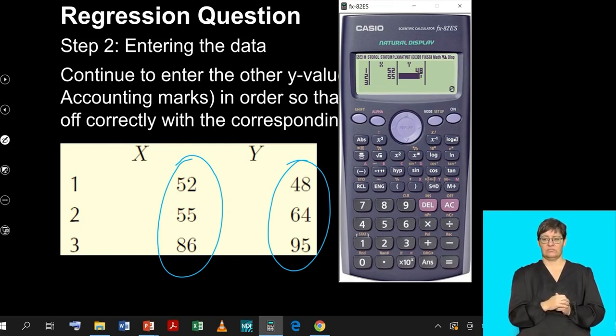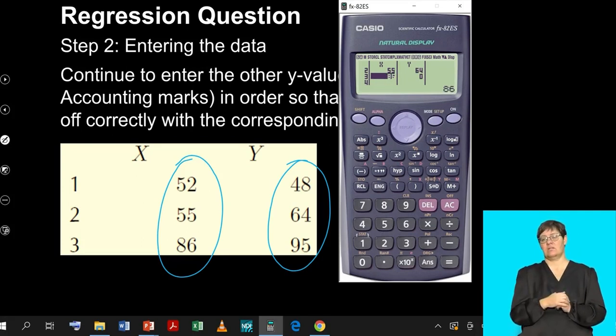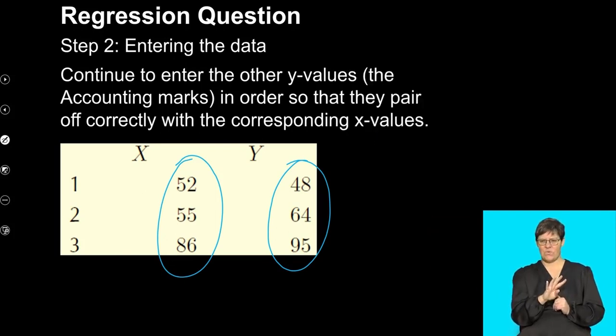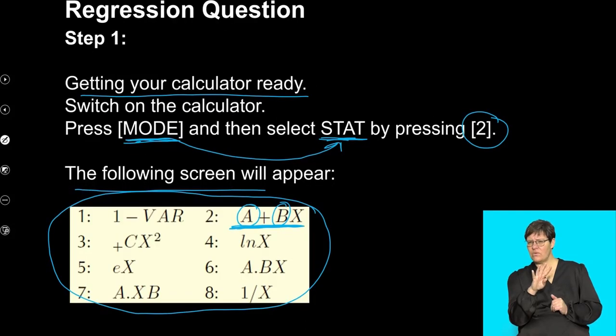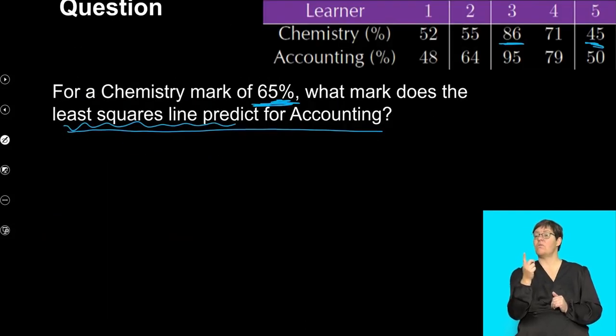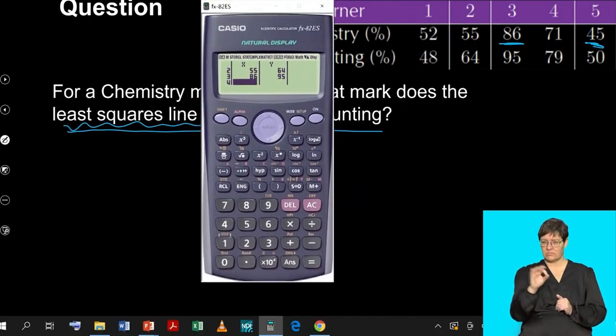We get 64 equals. Then we have 86 equals. After 86, we had 95 equals. I think we had four data sets. Let's see what we need. We had four, so we need another one. So we actually had five. Okay, let's see if we have everything correct.